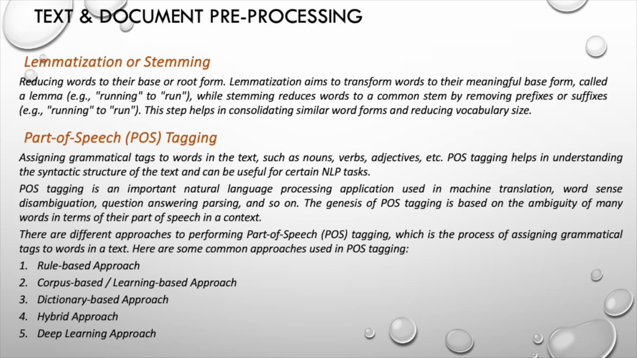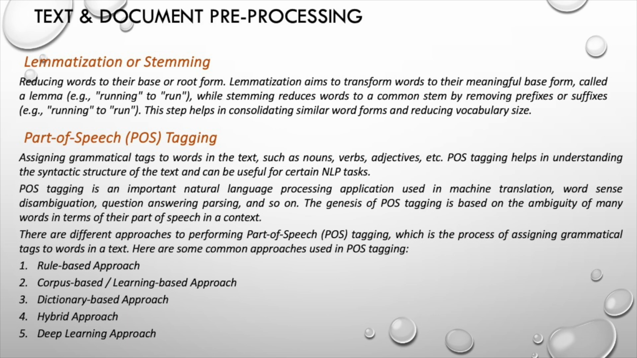Hybrid approach. This approach combines multiple methods to achieve more accurate POS tagging. It may involve using rule-based methods as a first pass to tag words with high confidence, followed by statistical models to handle the remaining words. Hybrid approaches aim to leverage the strengths of different methods to improve overall performance.